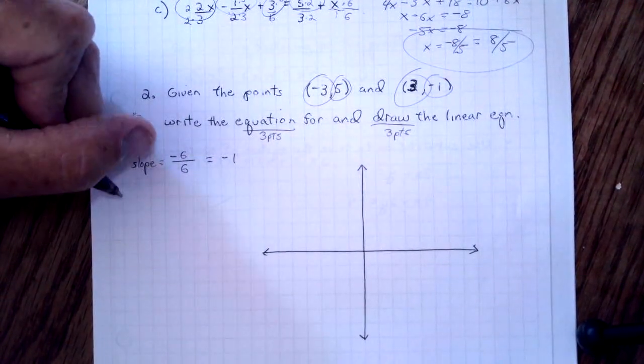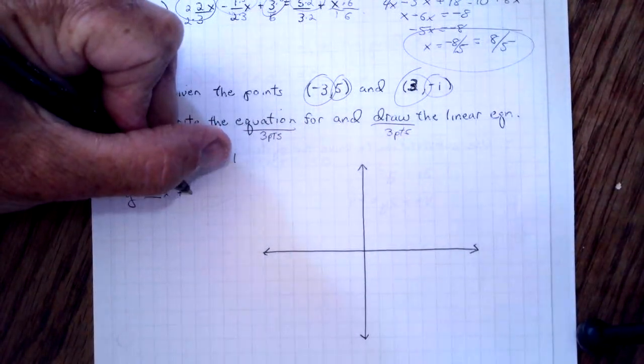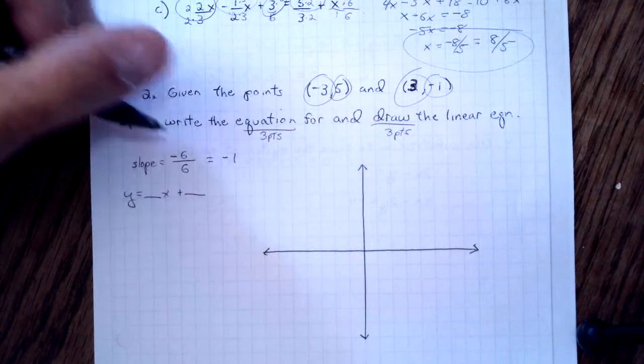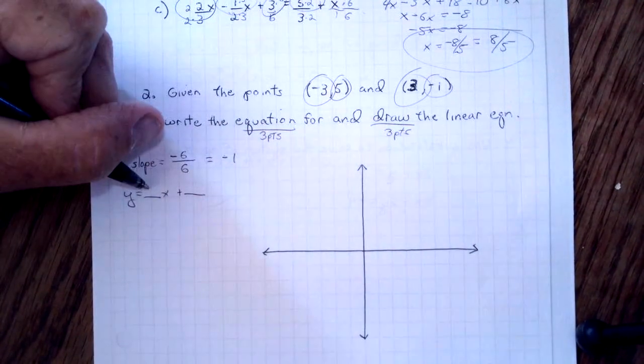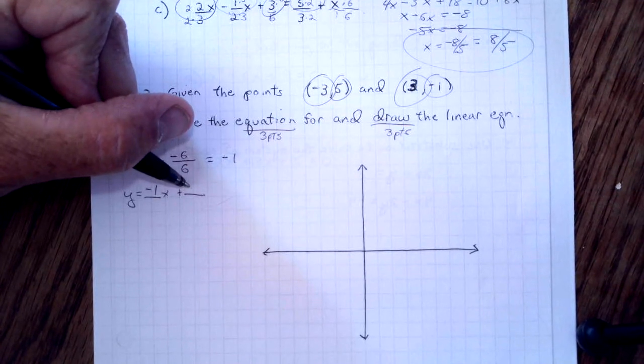Okay, now I know y equals something x plus something, or mx plus b. I know now the slope is -1. All I have to do is find b, and I'm there.